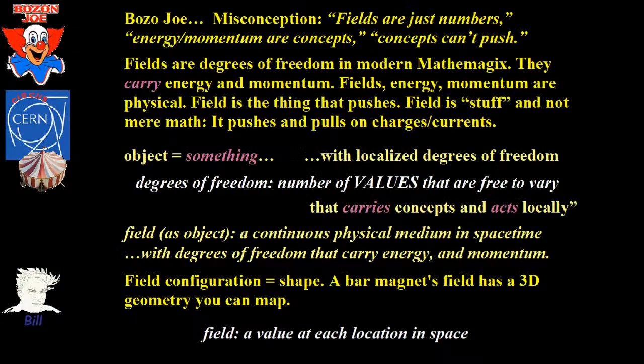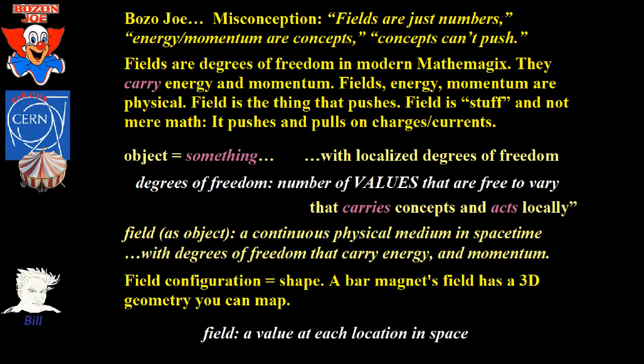Yeah, and here it is, Bozo Joe, misconception. Fields are just numbers. Energy, momentum are concepts. Concepts can't push, okay? He says that's a misconception, all of those three. And he says fields are degrees of freedom. What is a degree of freedom? I mean, a degree of freedom is a physical object. Degrees of freedom is just the amount of variables that you can vary. In whatever you're doing. It's got nothing to do with physics.